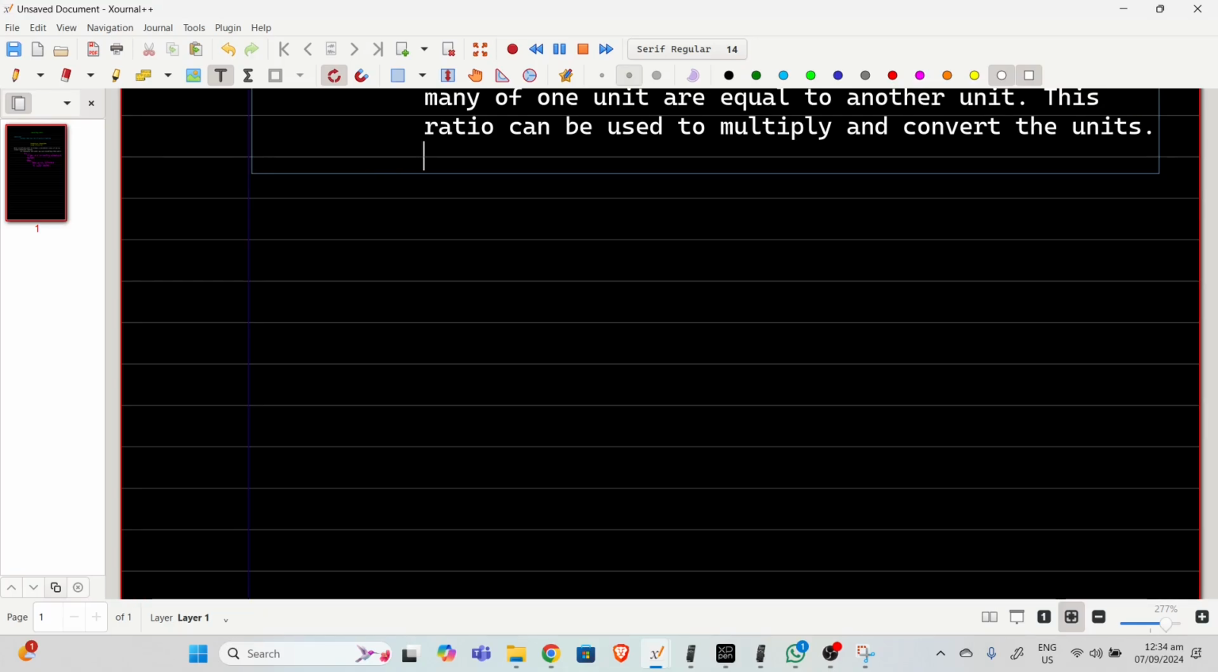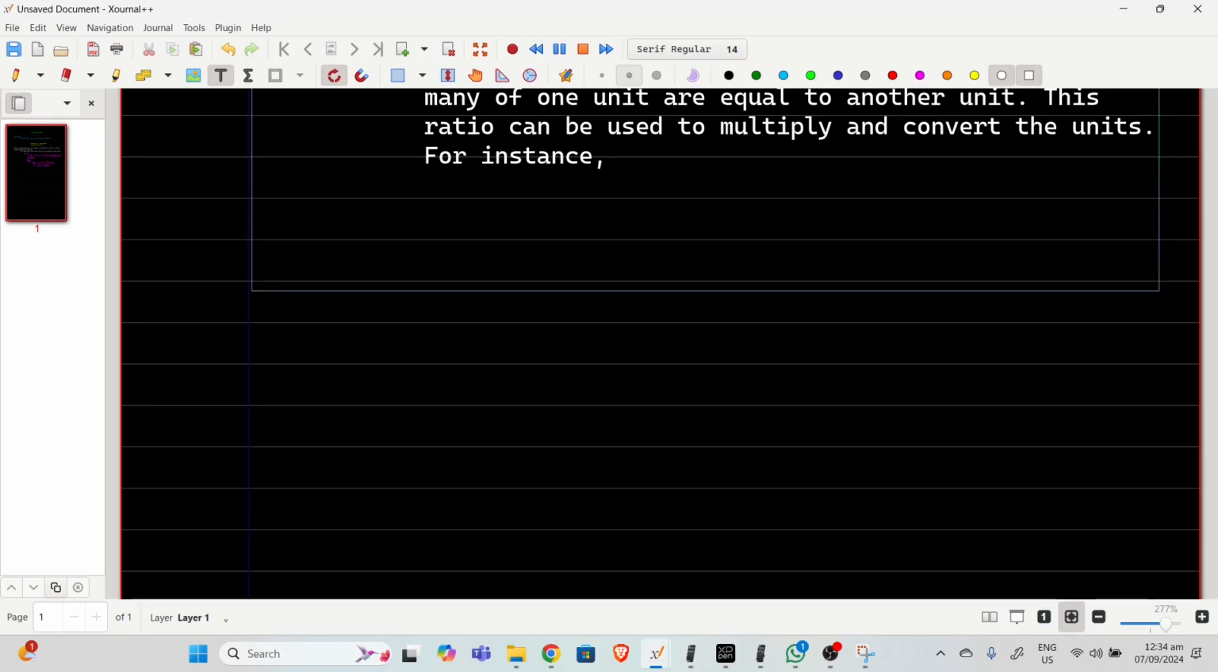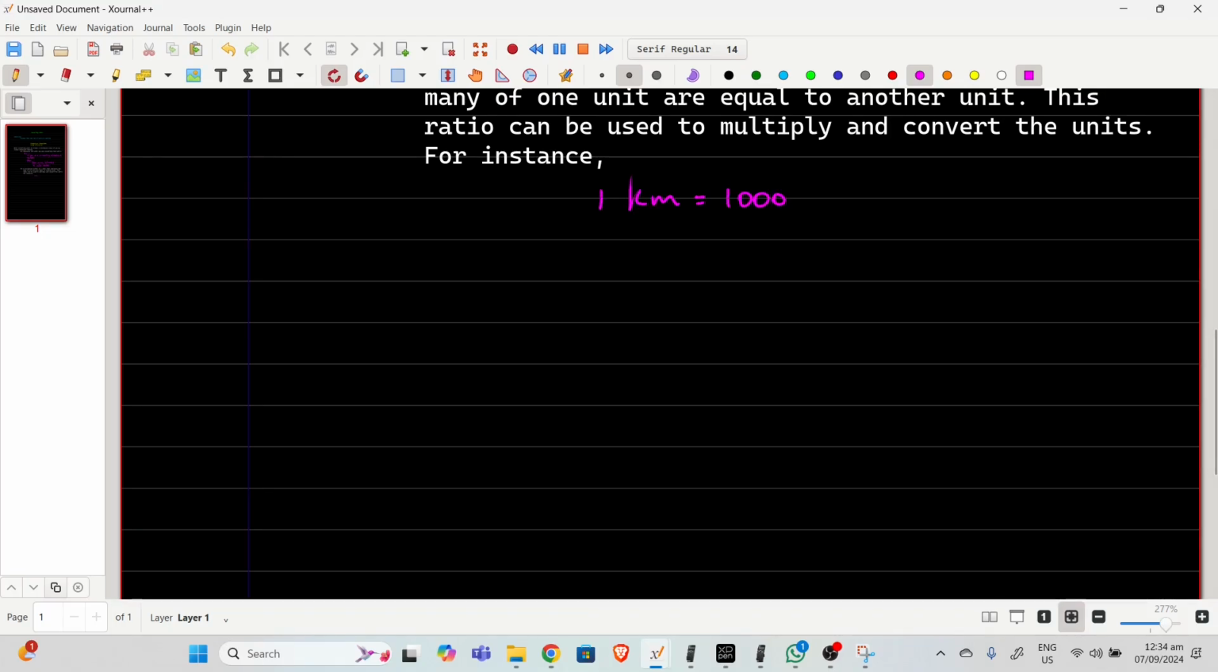Let's say, for instance, 1 kilometer is equal to 1,000 meters. So that's a ratio that we know the equivalence for. Now let's show how we're going to use that.